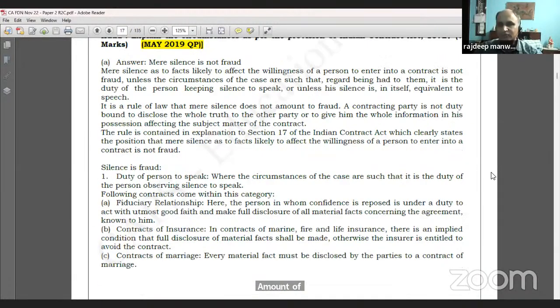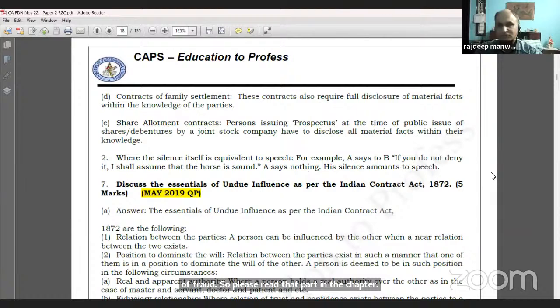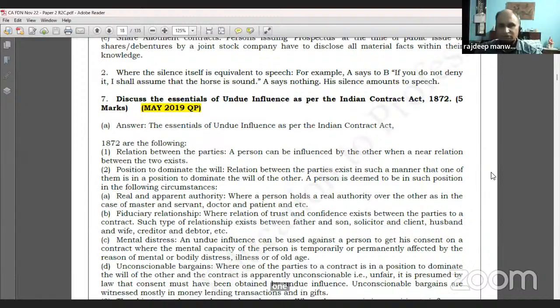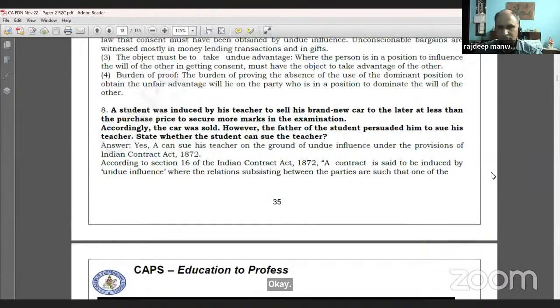When does silence amount to fraud? That's what they're trying to ask you. So they might ask you for a separate question also. Let's go to the next one. Discuss the essentials of undue influence as per the Indian Contract Act. Okay, so this you'll have to do. Section 16, right? Yes, sir. Section 16, undue influence.